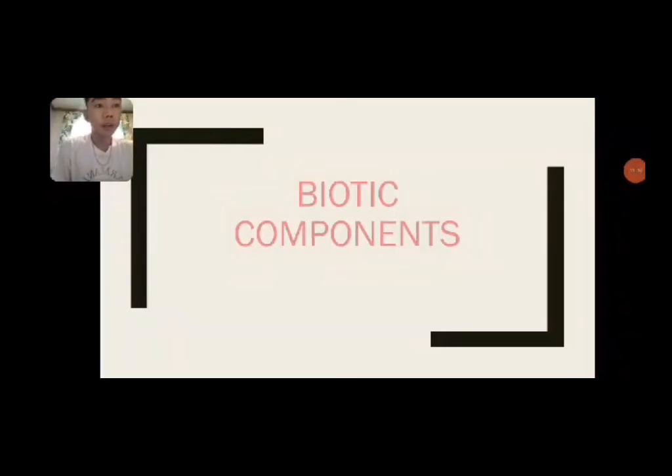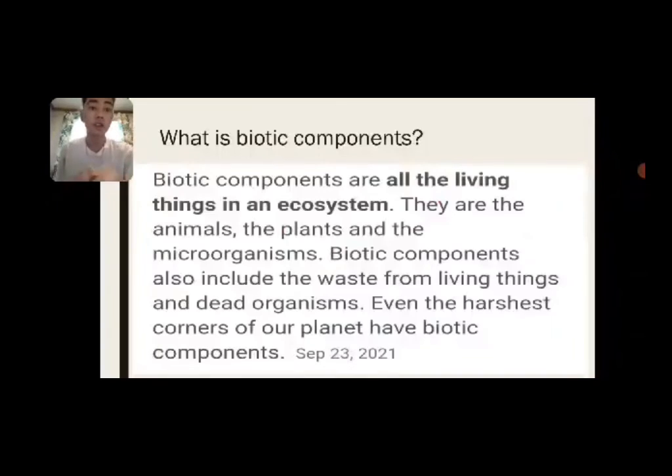So hello everyone, I am Marl Ruiz and this is my report about biotic components. So what are biotic components? Biotic components are all the living things in an ecosystem. They are the animals, the plants, and the microorganisms. Biotic components also include the waste of living things and dead organisms. Even the harshest corner of our planet has biotic components.